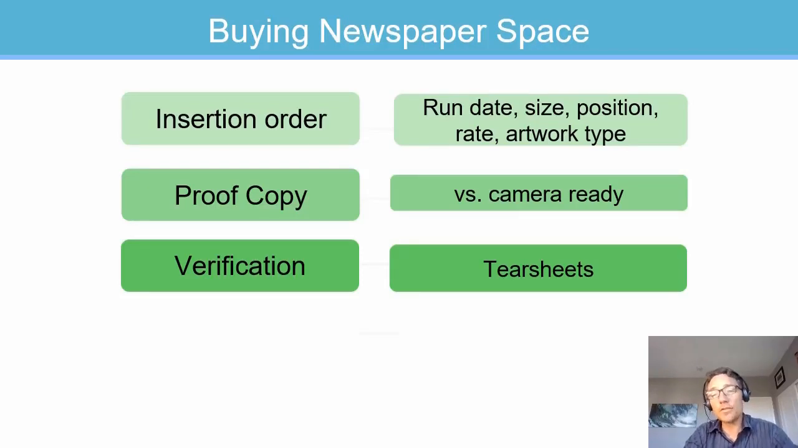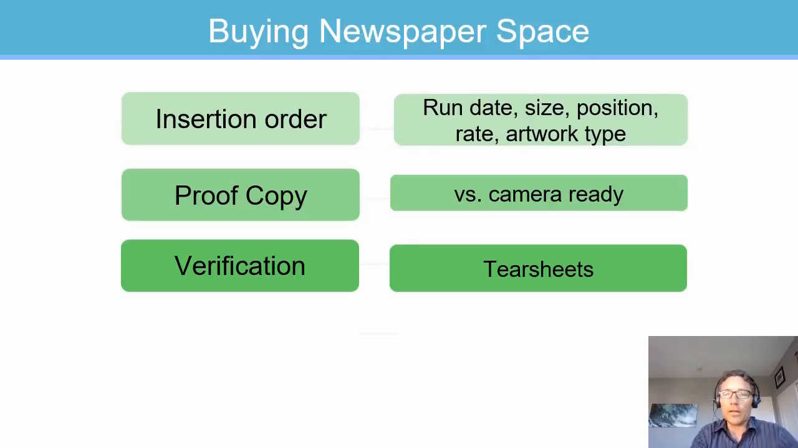So there's a lot of steps involved in placing an ad in a newspaper. The main contract that you're going to get from a print publication, whether it's newspaper or print, is an insertion order. The insertion order says, okay, we have you down to run this size ad in this edition on this type of positioning, and all the details of that and the cost. So it's going to have the run date, the size, the position, the artwork type, etc.